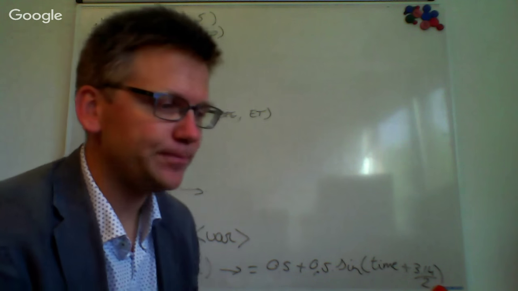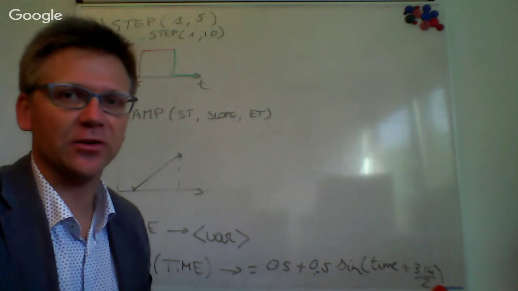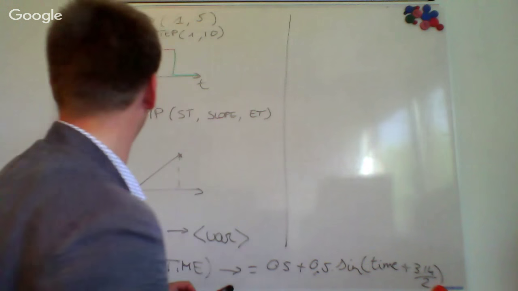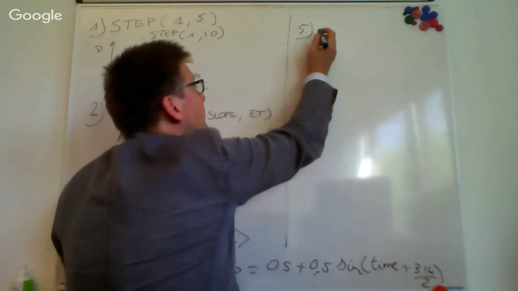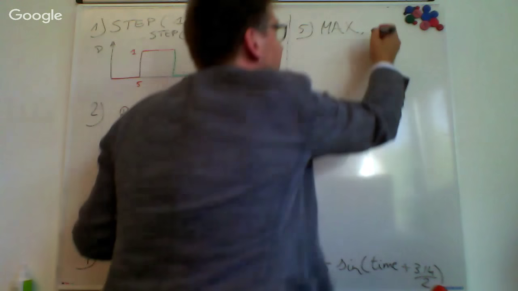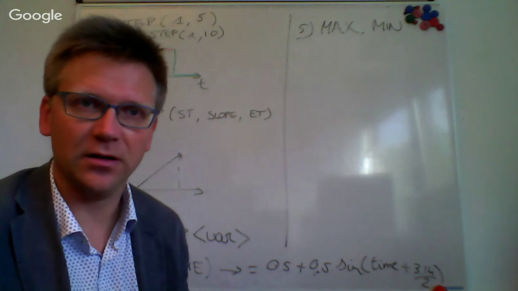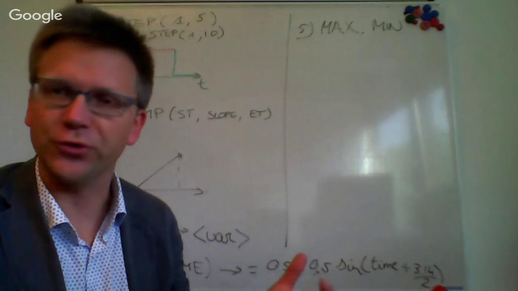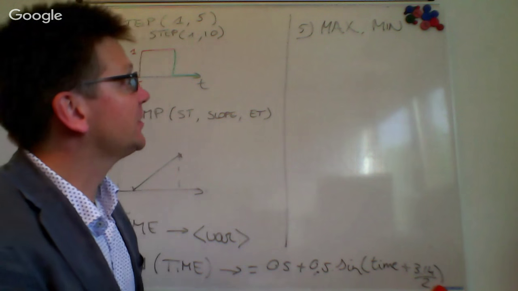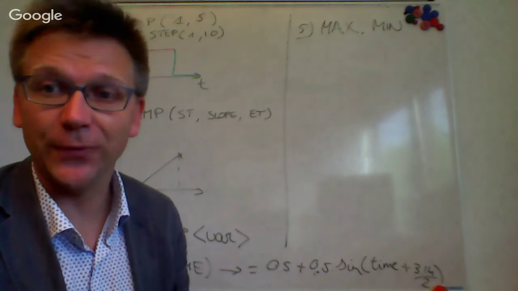Okay, now the next two functions that are very useful are the following. A max function and a min function. So the max function takes the largest of two values or functions, while the minimum takes the minimum of two values or functions. So that also means that the max function can be used as a floor.